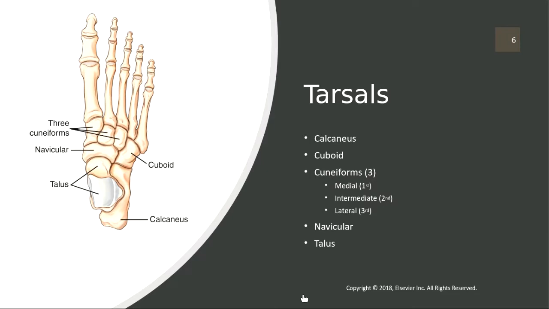As far as the tarsal bones, like we said, there are 7 tarsal bones, and we'll actually look at a mnemonic to remember those. You have the calcaneus, which makes up your heel. You have the cuboid. You have 3 cuneiforms, and these cuneiforms can either be called the first, second, and third cuneiform, starting medially, or they can be referred to as the medial cuneiform, intermediate cuneiform, and lateral cuneiform. Then you have your navicular bone and your talus, and those make up the 7 tarsal bones of the foot.